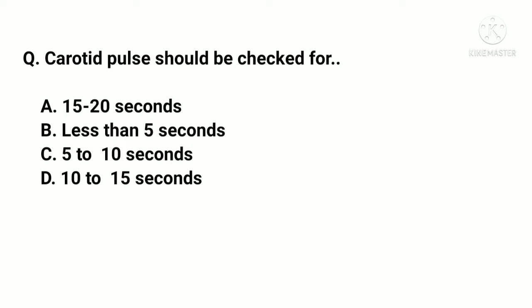Carotid pulse should be checked for A. 15 to 20 seconds, B. Less than 5 seconds, C. 5 to 10 seconds, D. 10 to 15 seconds. And the correct answer is C. 5 to 10 seconds.